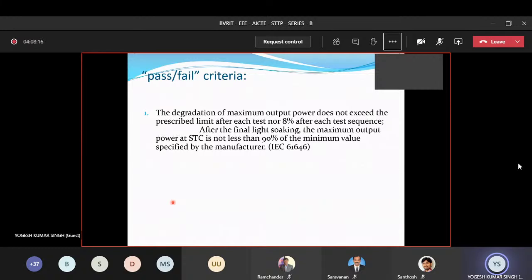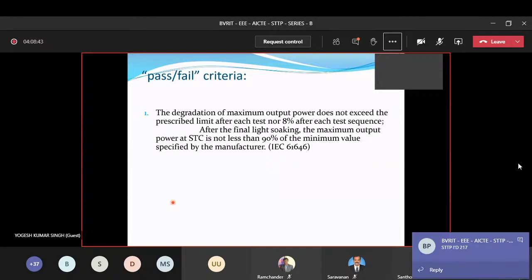And after the final light soaking, the maximum output power at STC is not less than 90% of the minimum value specified by the manufacturer, per IEC 61646. If we take a thin film module, when all the criteria are done, the Pmax at STC condition is never less than 90% in that particular case. If the module falls below 90%, the module will fail in that condition.